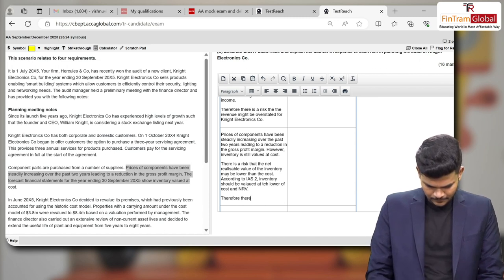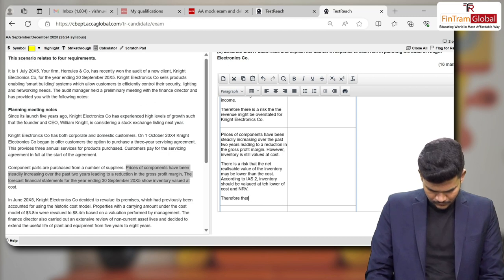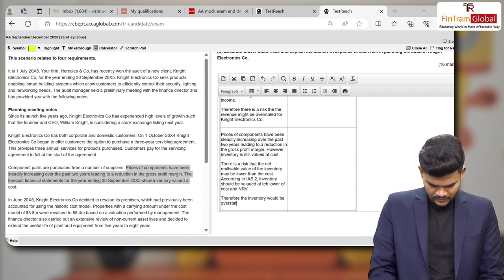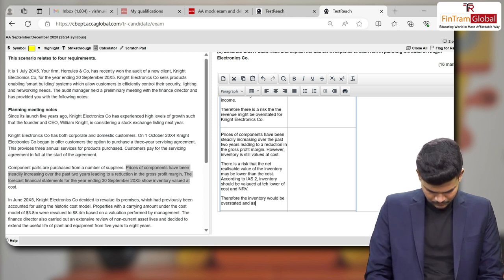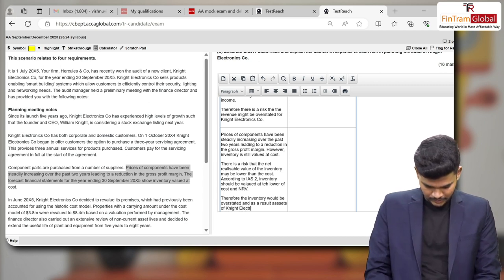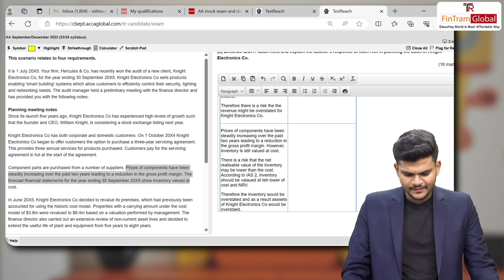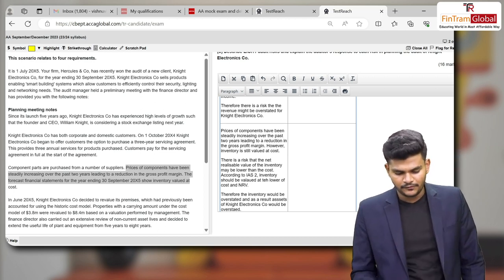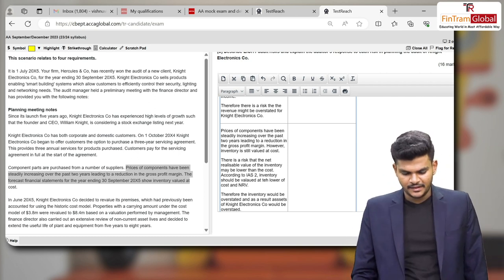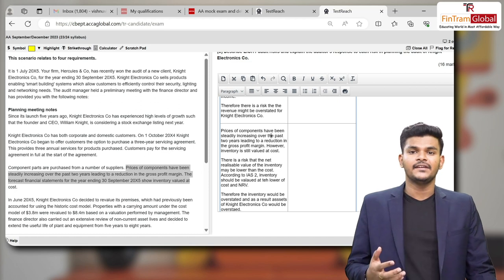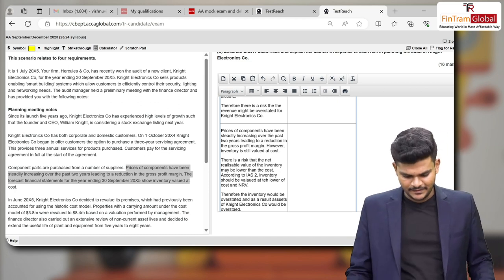Therefore the inventory would be overstated, and as a result, assets of NITECO, Knight Electronics Co, would be overstated. Simple as that. Okay, folks, what am I saying here? I'm just saying that ideally, inventory should be valued at the lower of cost and NRV, but since there was a reduction in the gross profit margin, and since they are still valuing inventory at cost, even though there is a chance that the NRV might be lower than cost, there could be an accounting issue, isn't it? That's basically the idea here.